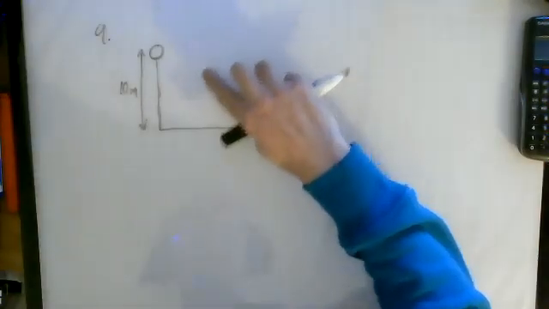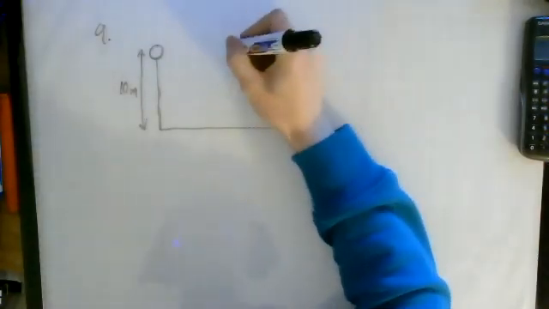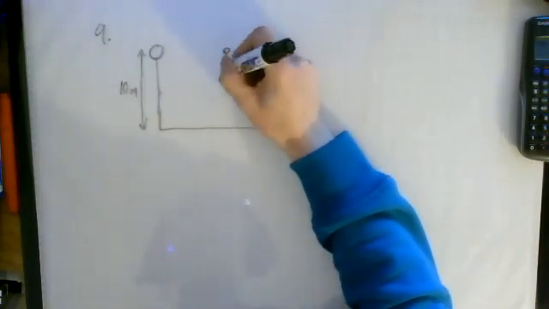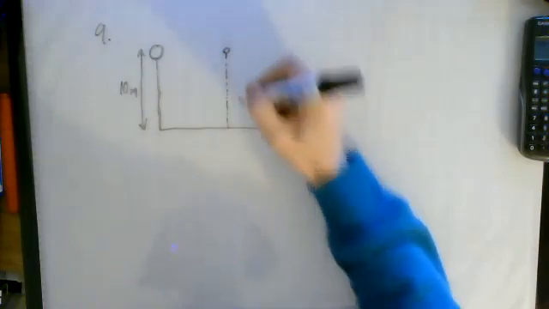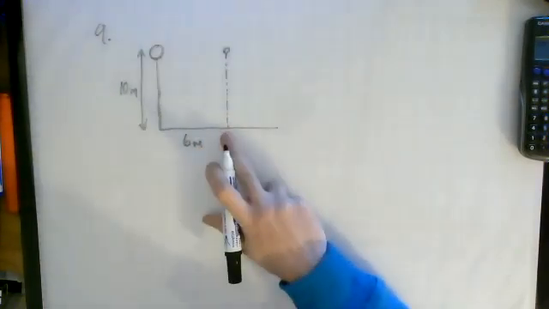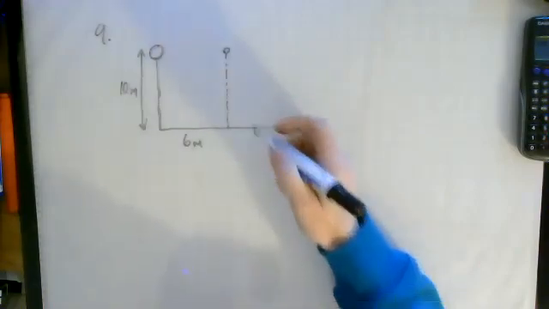So it's dropped from the same height, 6 meters away from the light. Imagine the ball being dropped here, 6 meters away from the light. Now, the question is about the shadow.